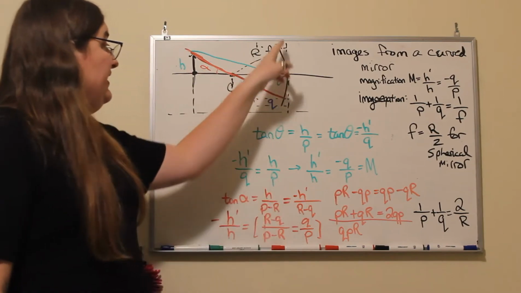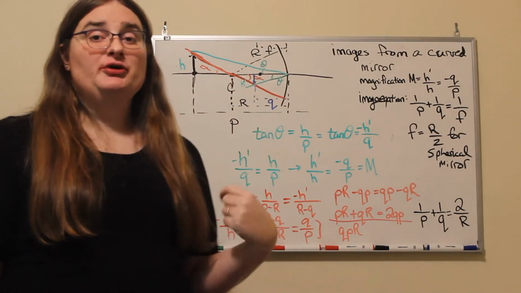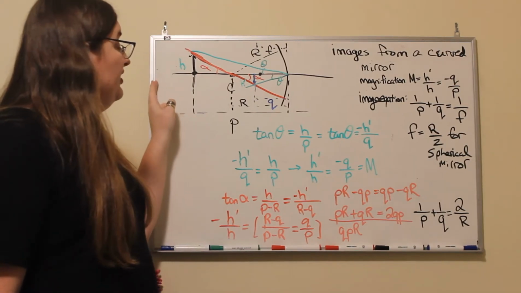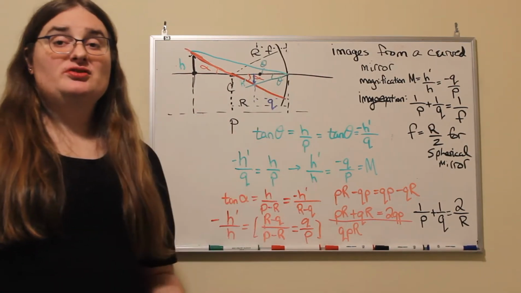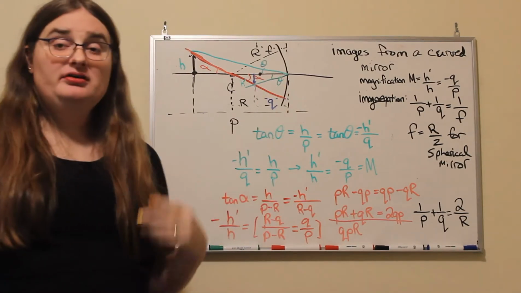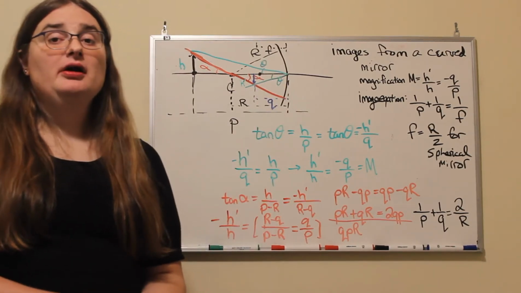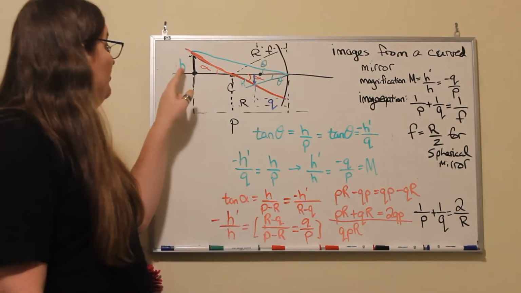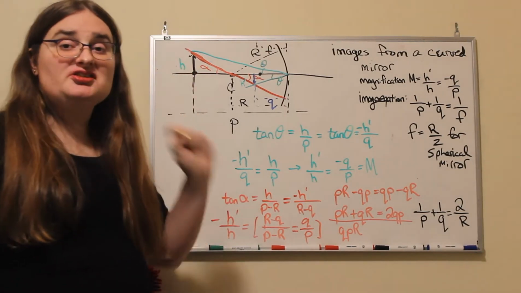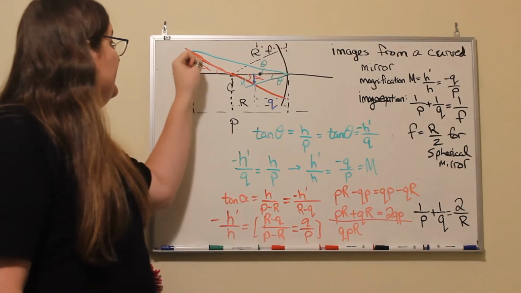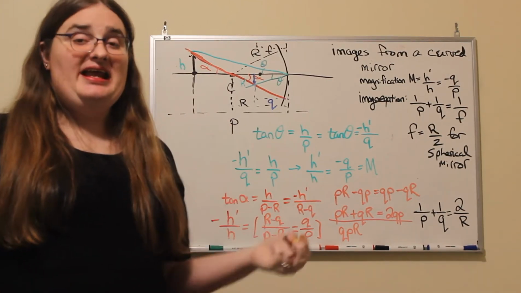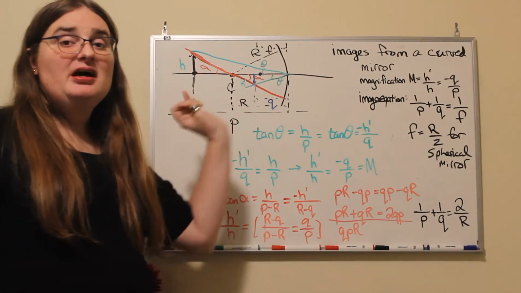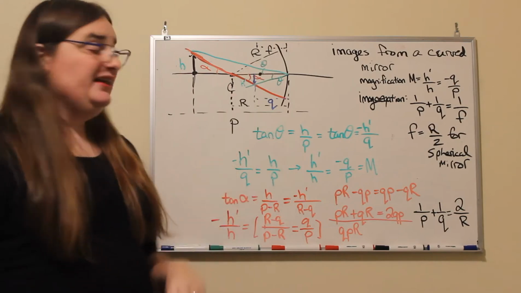So here we have a slice of a spherical mirror, and we have a line running perpendicular to the exact center of our spherically curved mirror that we call our optical or principal axis. And we have an object out here that starts along that principal axis and extends to some height h. And that object is a distance p away from the plane of the mirror.